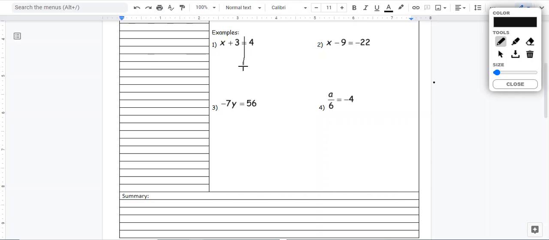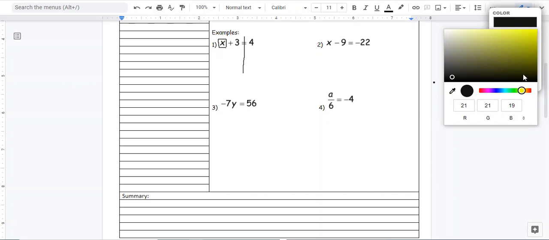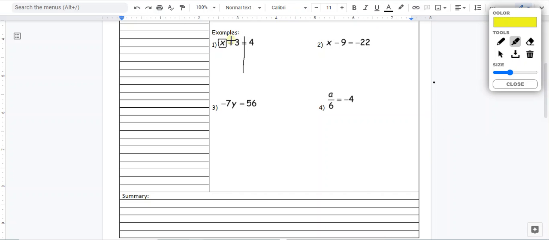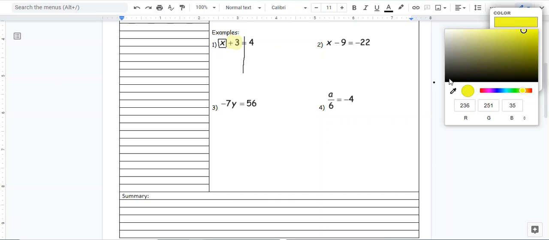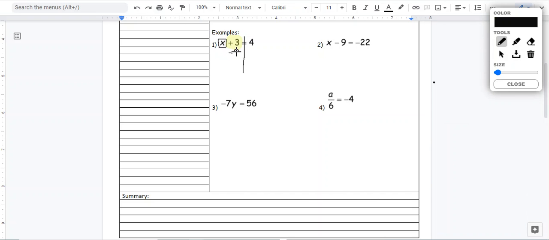In order for us to solve for x, to figure out what x is, we want to get the x alone. So our variable is right here, in this case x, and what's keeping it from being by itself is this plus 3. So our operation that we want to undo is addition. What is the opposite of addition? It is subtraction. If I'm adding 3, the opposite of adding 3 is subtracting 3.